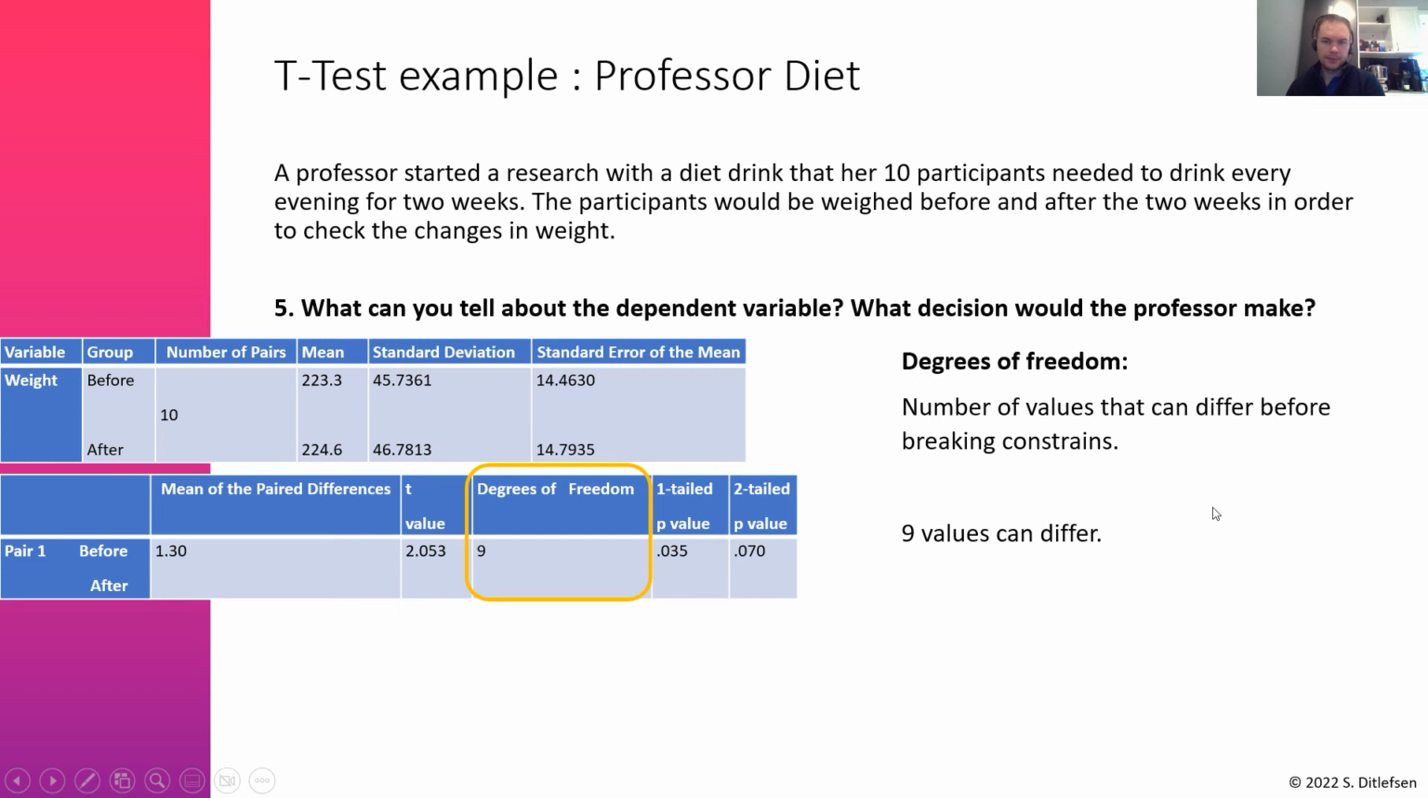Degrees of freedom. It's the number of values that can differ before breaking a constraint. So this means that 9 numbers can differ before we break constraints. Out of 10 pairs, this is 9, meaning that 9 values can differ before we break constraints.